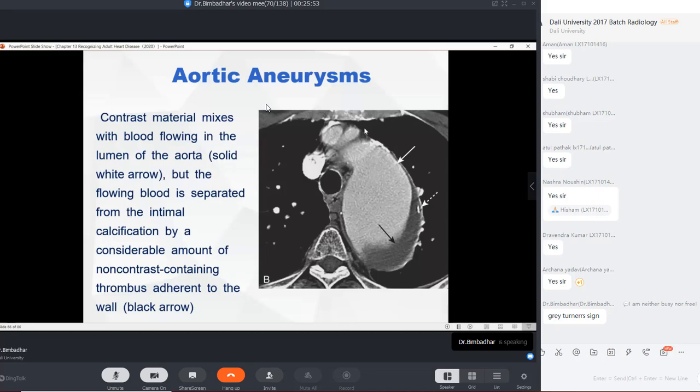Okay, right? Contrast material mixes up with blood. You see here, this is the contrast material mixing up with blood, and it is a considerable amount, and I cannot see any contrast material flowing along beyond this place. So I can say that this one is a thrombus, the blood clot that is present here. So this technically indicates that this is not a rupture. There is no rupture of the aneurysm.